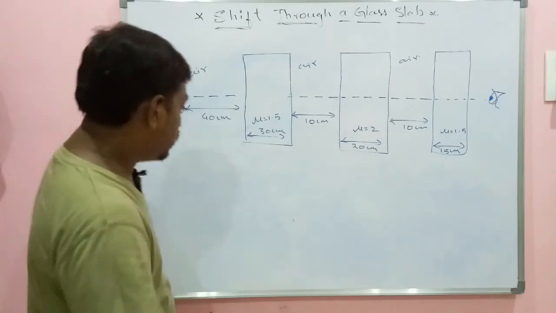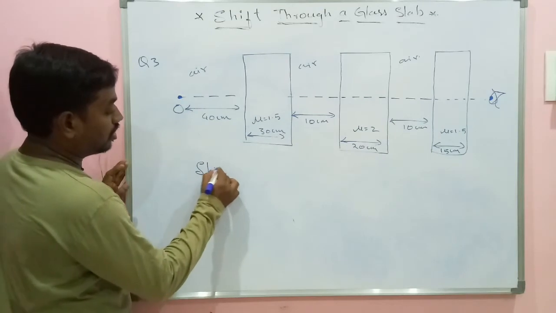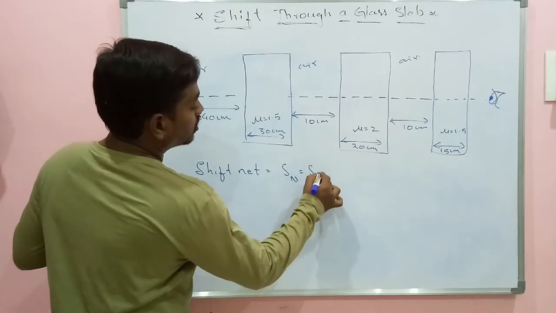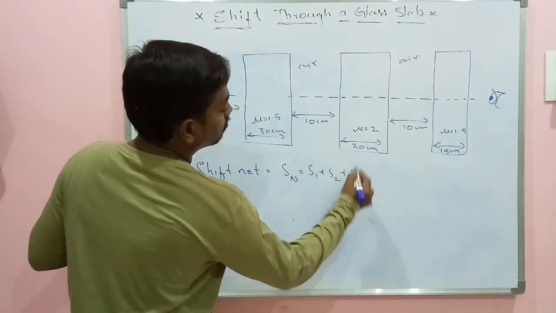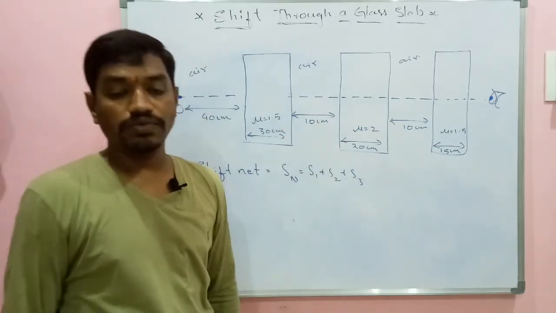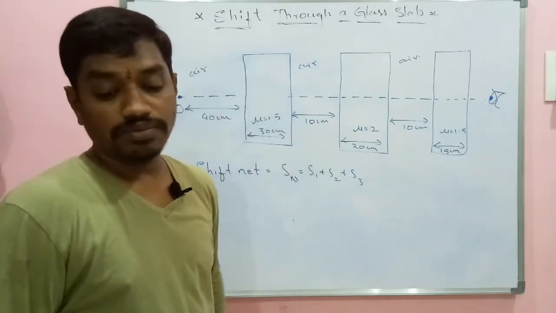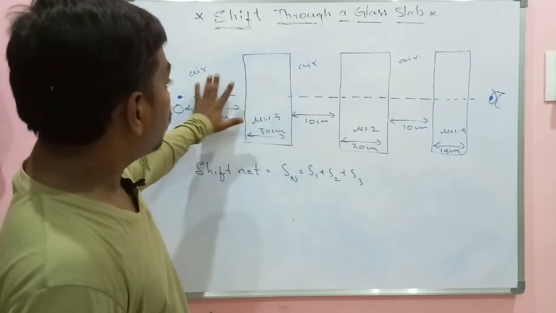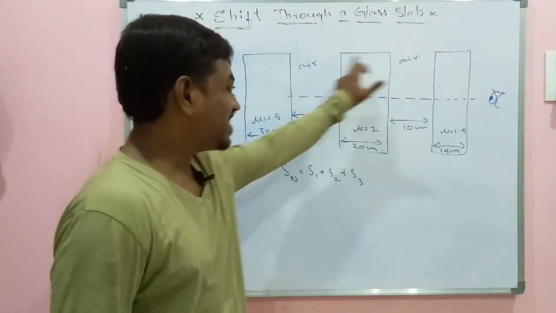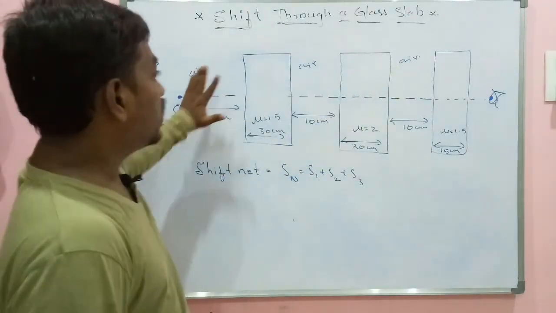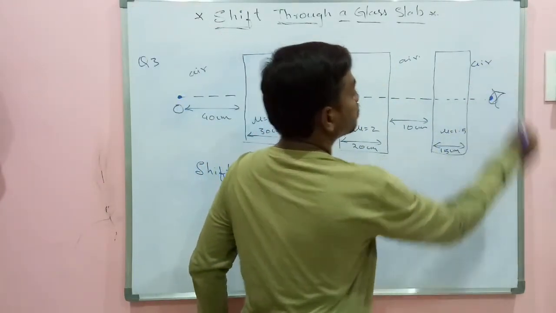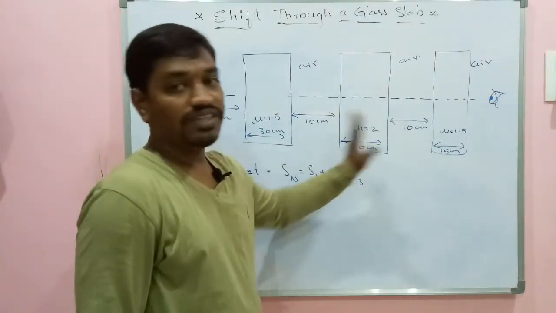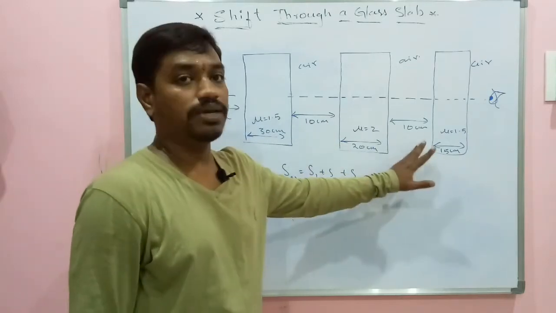And another formula is simply S1 plus S2 plus S3. As we are having 3 slabs, we can calculate S1, S2, S3 separately and add them. Remember, the final shift is independent of the medium present in between the slabs. The condition is that here and here it should be air or else the same medium. And it is independent of the distance between the slabs, I am saying between the slabs.